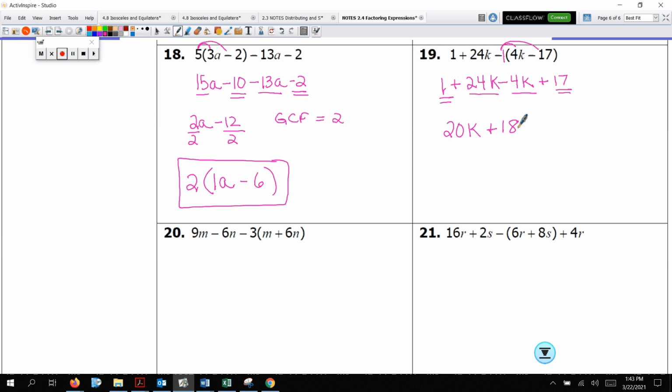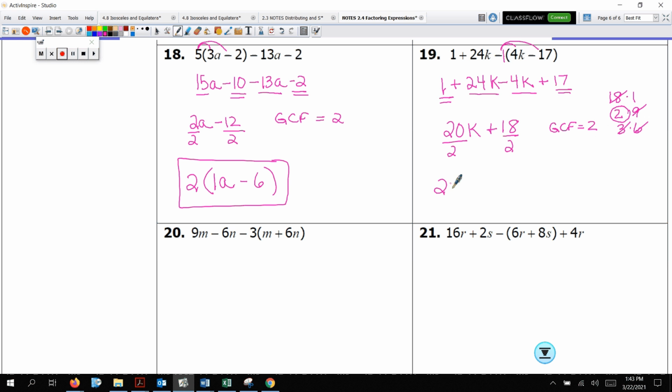Okay, does 18 go into 20? No. So let's do our factors of 18. 18 times 1 makes 18. 2 times 9 makes 18. 3 times 6 makes 18. Those are all the factors, right? So let's go down the gamut here. Well, 18 doesn't work. Does 9 go into 20? Nope. Does 6 go into 20? Nope. Does 3 go into 20? Mm-mm. But 2 does, because 20 is an even number. So 2 is my GCF. Again, it's a very popular one, isn't it?